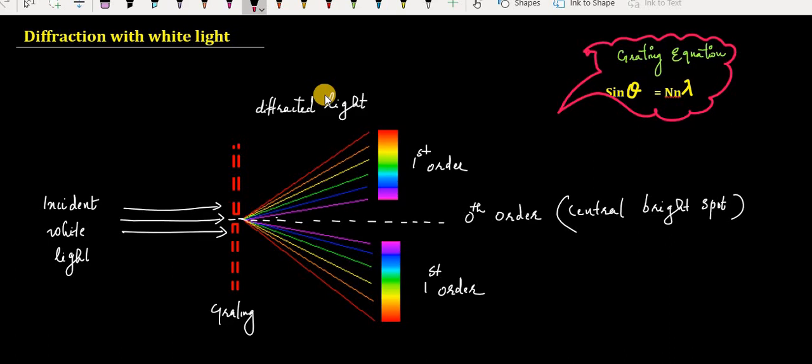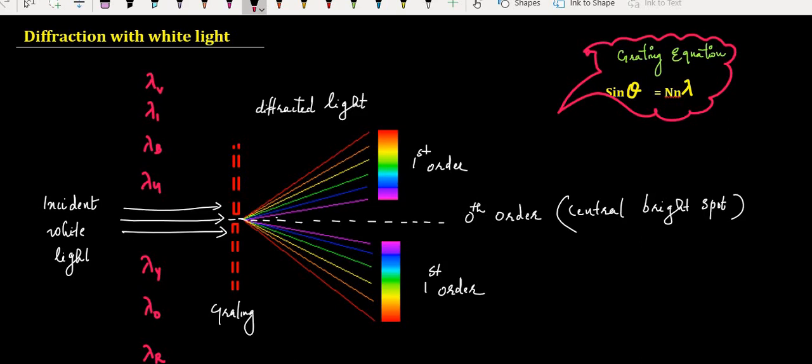Okay, so white light means there are 7 different wavelengths, right? There is violet, indigo, blue, green, yellow, orange, and red. Okay, so white light means there are 7 different wavelengths. When these 7 different wavelengths combine, we will get white.